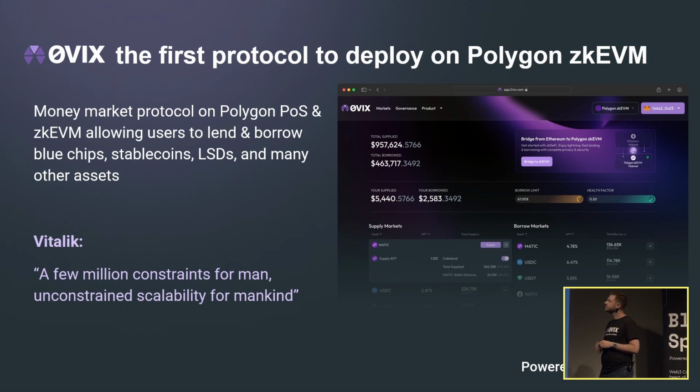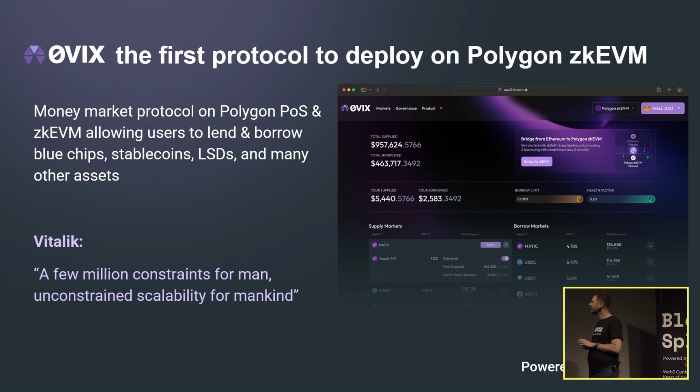What's very interesting about us is that we were also the first protocol to deploy on the Polygon zkEVM, which was released in March this year, and it resulted in Vitalik sending us a message on chain. If you were following what's happening in the Polygon community, there was this zkEVM launch party. Vitalik was the guest there, who sent the first transaction.